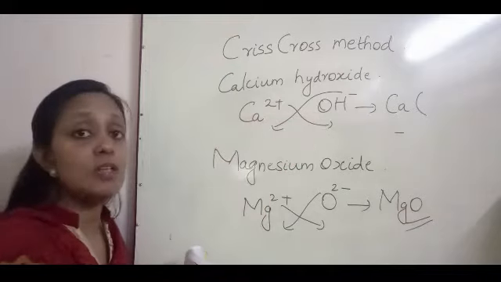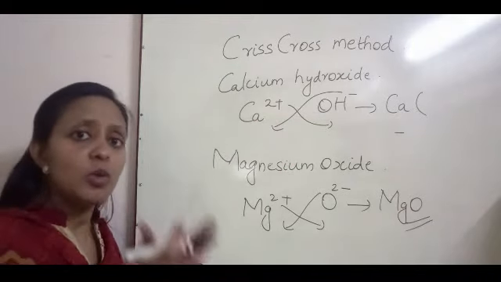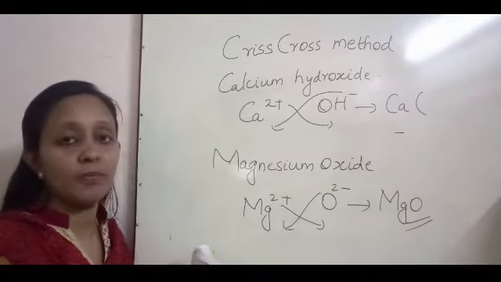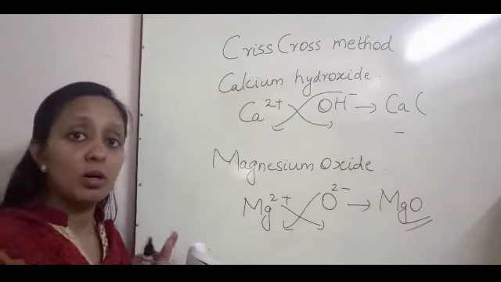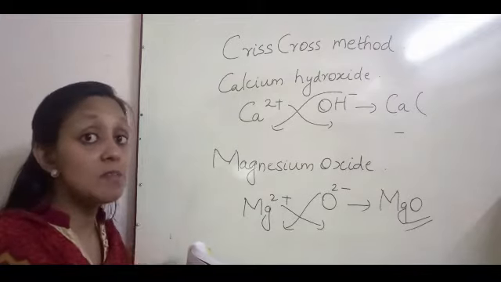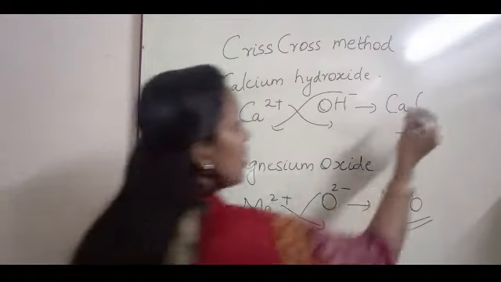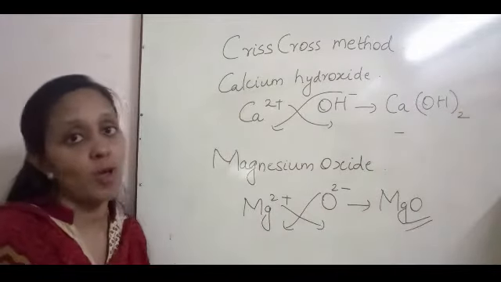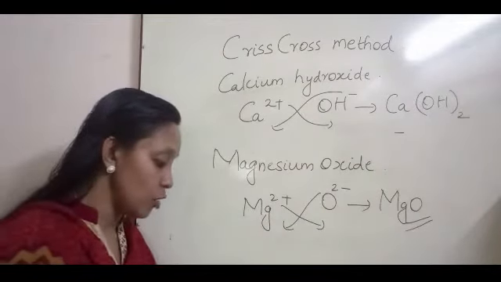And after the exchange of valency, my dear children, you don't have to use the symbols. Only the numbers are exchanged. You are not asked to just represent the symbols after the exchange. We'll exchange only the numbers. Ca(OH)2. Okay, now moving on to the next one.